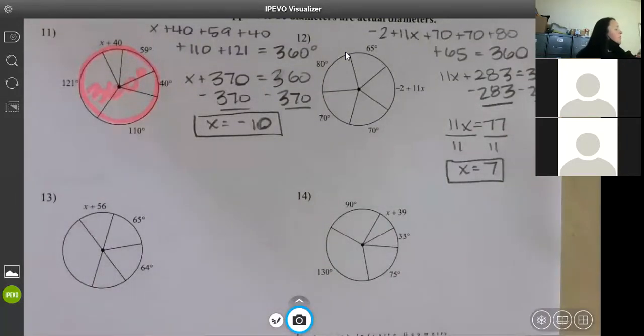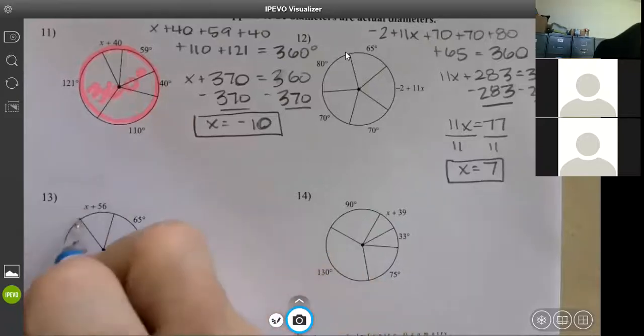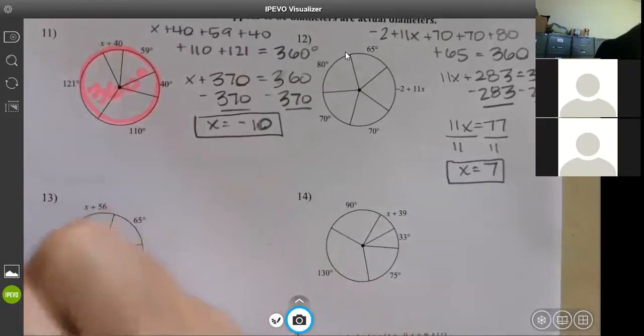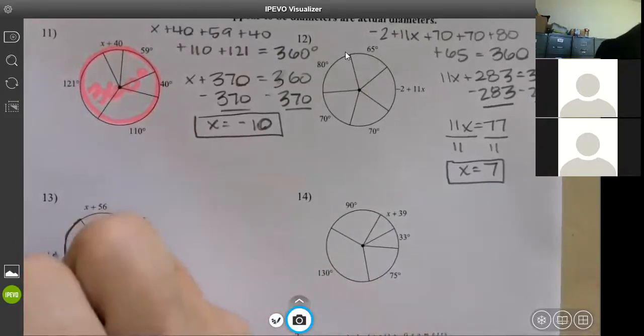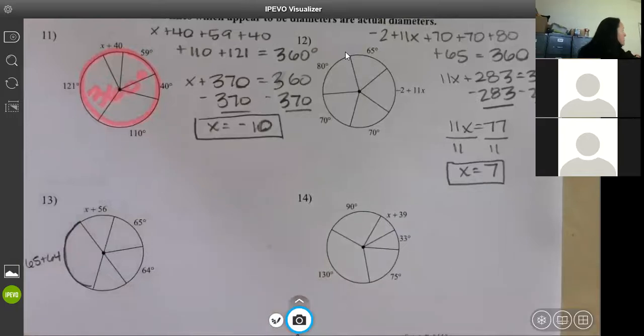Okay, so what she said was this arc right here is going to be 65 plus 64 because we have the x's, right? You're doing it the hardest way. But will you get the answer? Yes, you will. She said this angle is the same as the one on top, and then I can add them and set them equal to 360, right? All right, so that's one way to do it. Add them all up, set them equal to 360.